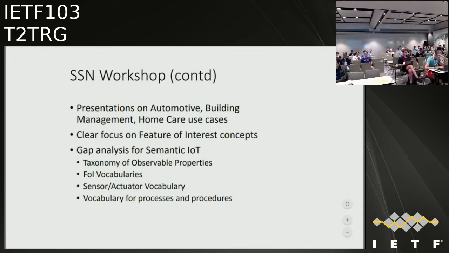Great. Other people presenting had some automotive, building management, and home care, aging-in-place use cases. A lot of them mentioned Web of Things, and mentioned similar concepts about what we're focusing on and what we're missing in terms of feature of interest, as well as other gaps, like the observable property taxonomies, like air temperature, water pressure, things like that we want to be able to express. The sensor actuator vocabulary is really what we're working on with IoTschema.org. And then there's a need to express processes and procedures, commonly also called rules and behaviors and scenes. So there's quite a bit of agreement on what we need to focus on going forward. Next slide, please. Well, that was the SSN workshop.